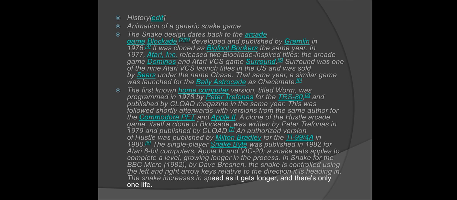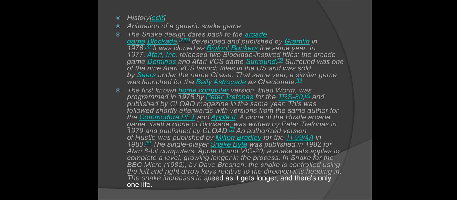Surround was one of the nine Atari VCS launch titles in the US and was sold by Sears under the name Chase. That same year, a similar game was launched for the Bally Astrocade as Checkmate. The first known home computer version, titled Worm, was programmed in 1978 by Peter Trefonas for the TRS-80 and published by Creative Computing magazine in the same year.